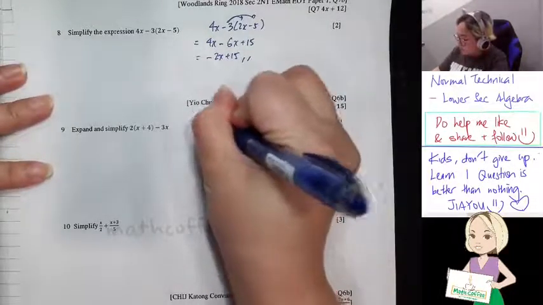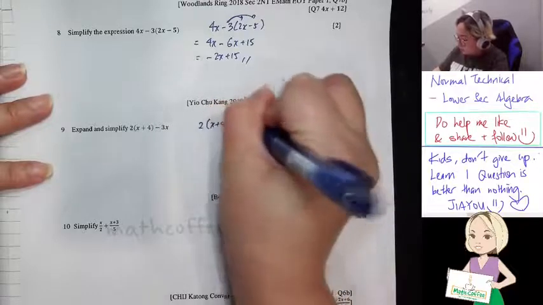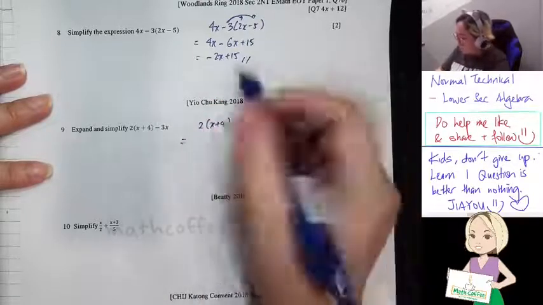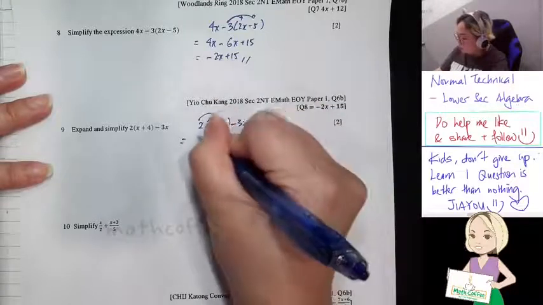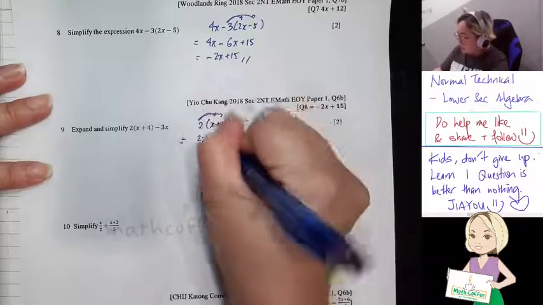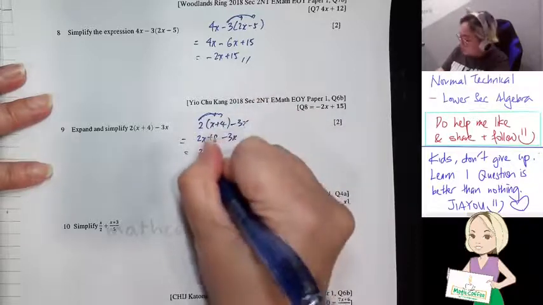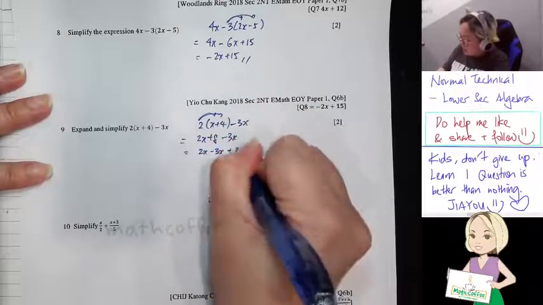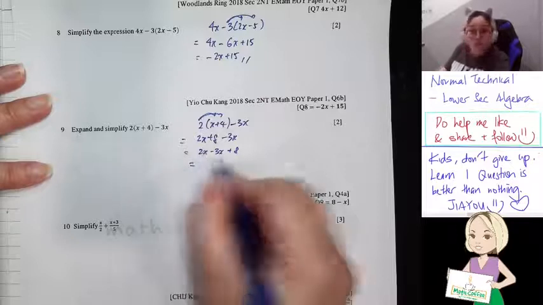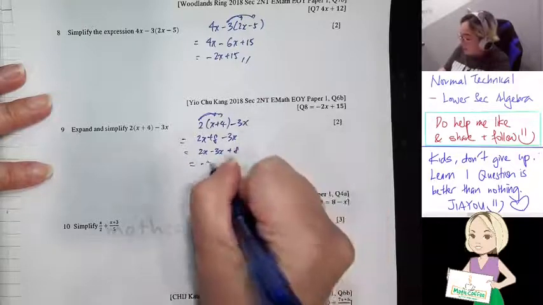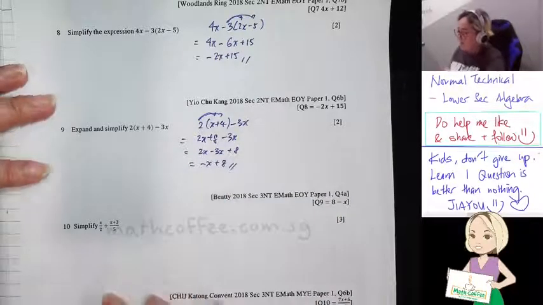So 2x plus 4 minus 3x. So over here, rainbow, so we have 2x. This one we have plus 8 minus 3x. So group the like terms together. So we have 2x minus 3x plus 8. 2x minus 3x is minus x, so it's minus x plus 8. And this is your final answer.